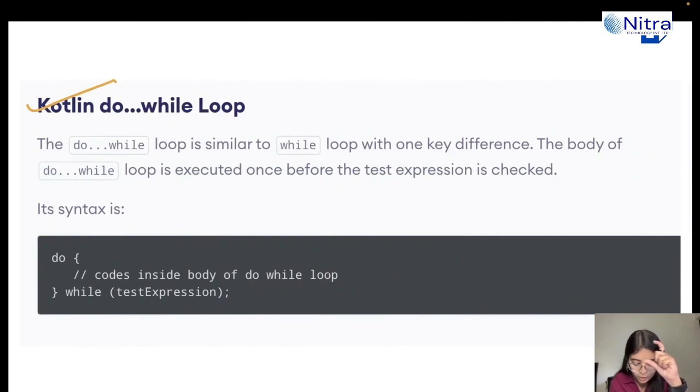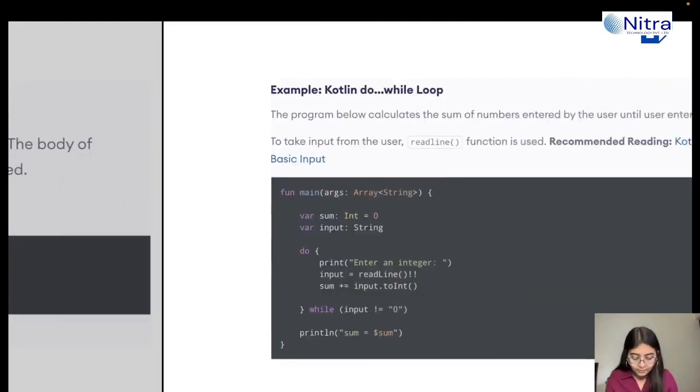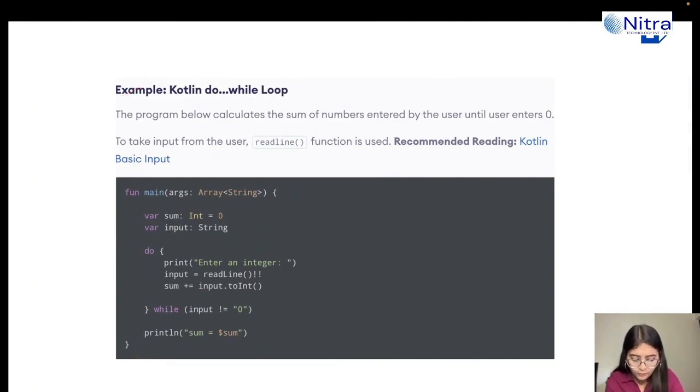Here we will execute the body first, and we will check the test expression later on, whether it is true or not. Here is an example of Kotlin do while. The program below calculates the sum of numbers entered by the user until the user enters 0. To take the input from the user, we are using the readline function. The readline is an inbuilt function, and with that we are taking the input from the user.